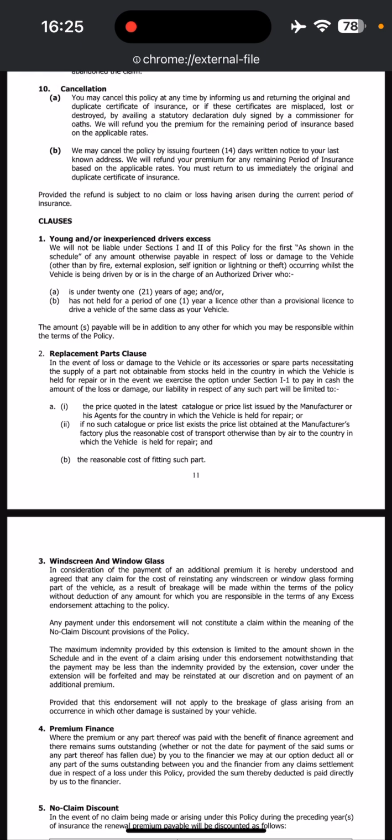So now the clauses here. You have the young and or inexperienced driver's excess. It's normally capped at 7,500 Kenya shillings on the motor private policy. So in case a young driver or an inexperienced driver causes an accident, you have to pay an excess of 7,500 before anything happens on that policy. You see, so exactly, yeah.